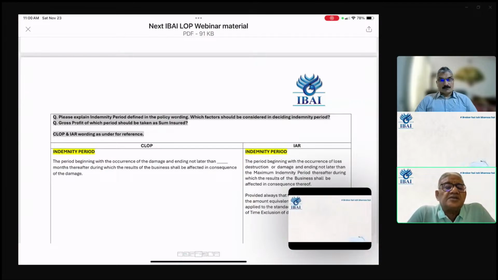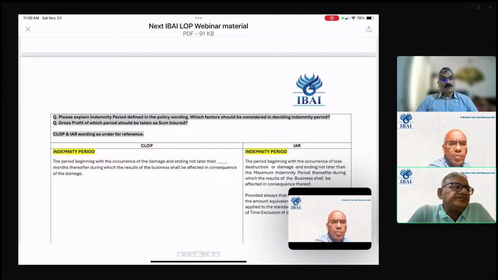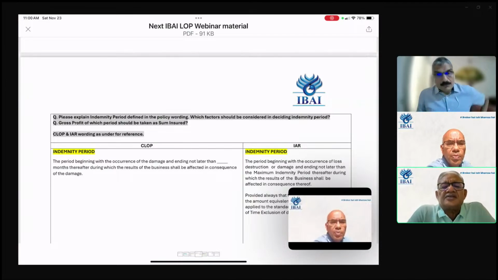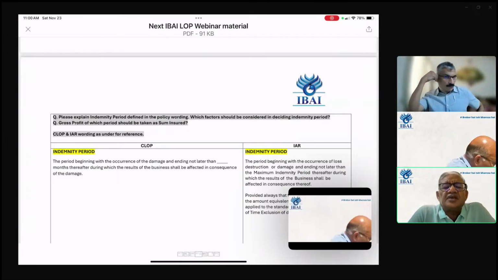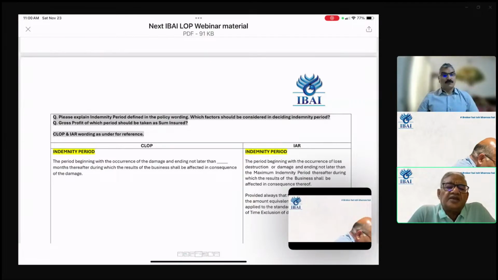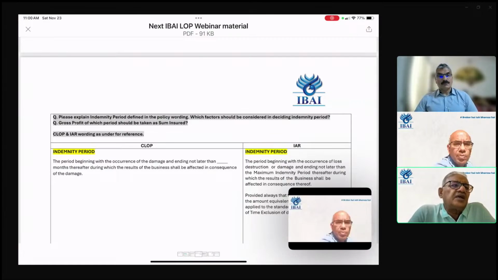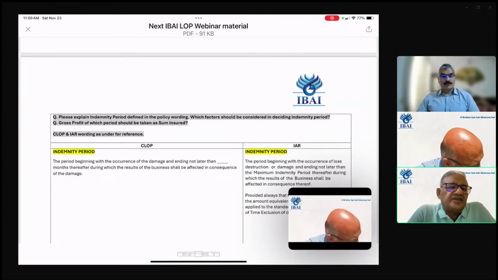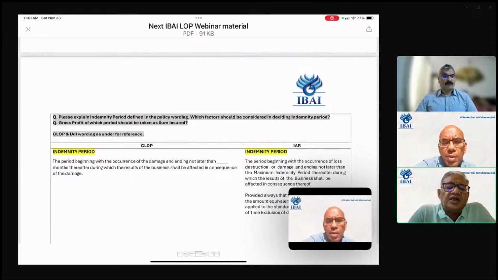So the next question, which is related to this: suppose I take a 12 months, 6 months, 24 months, or 18 months indemnity period. How will the sum insured be taken? Whether for 6 months, my annual gross profit is, suppose, 365 or 100 crores. If I'm going for a 6 month or 18 months indemnity period, should it be 50 and 150, or what should be my sum insured?